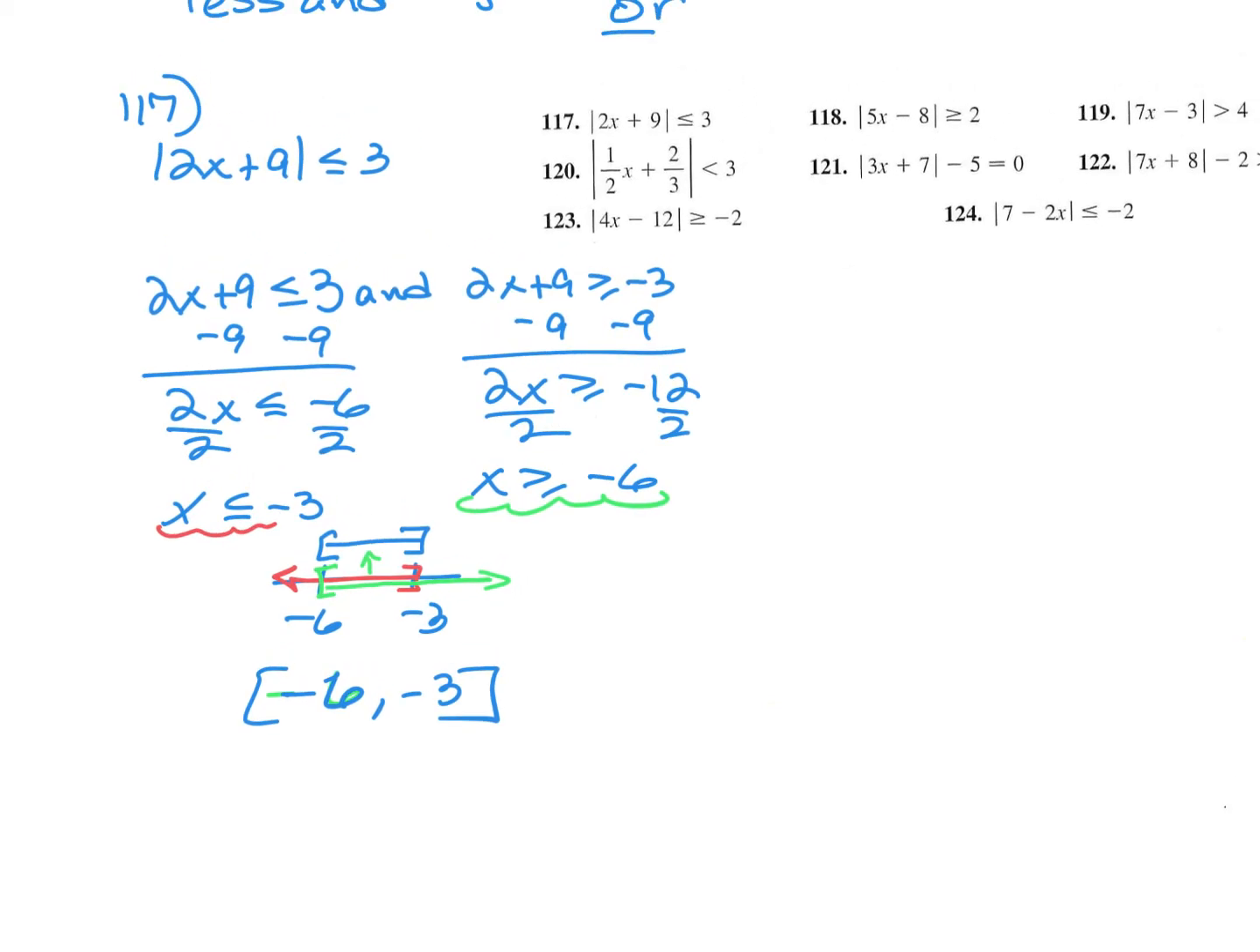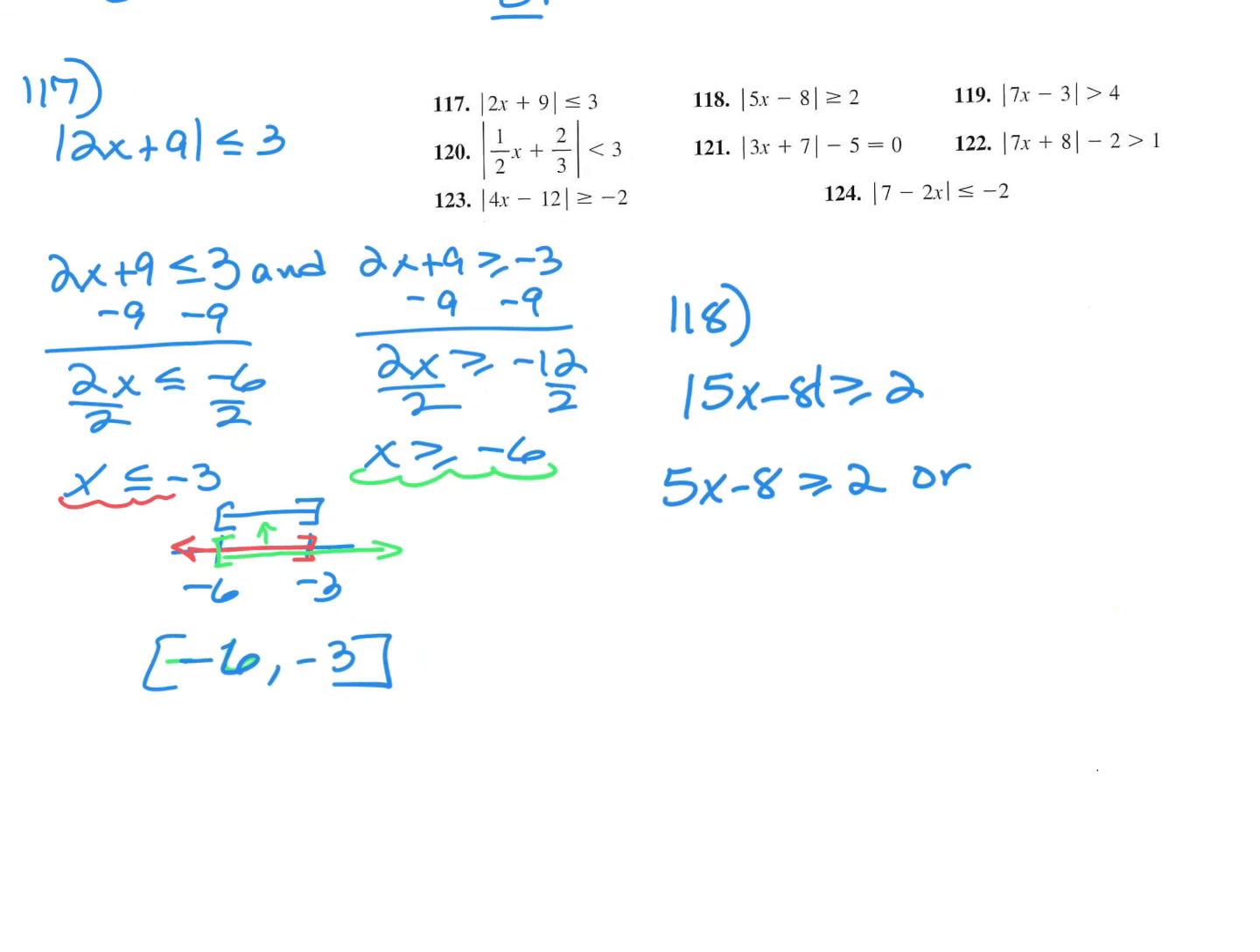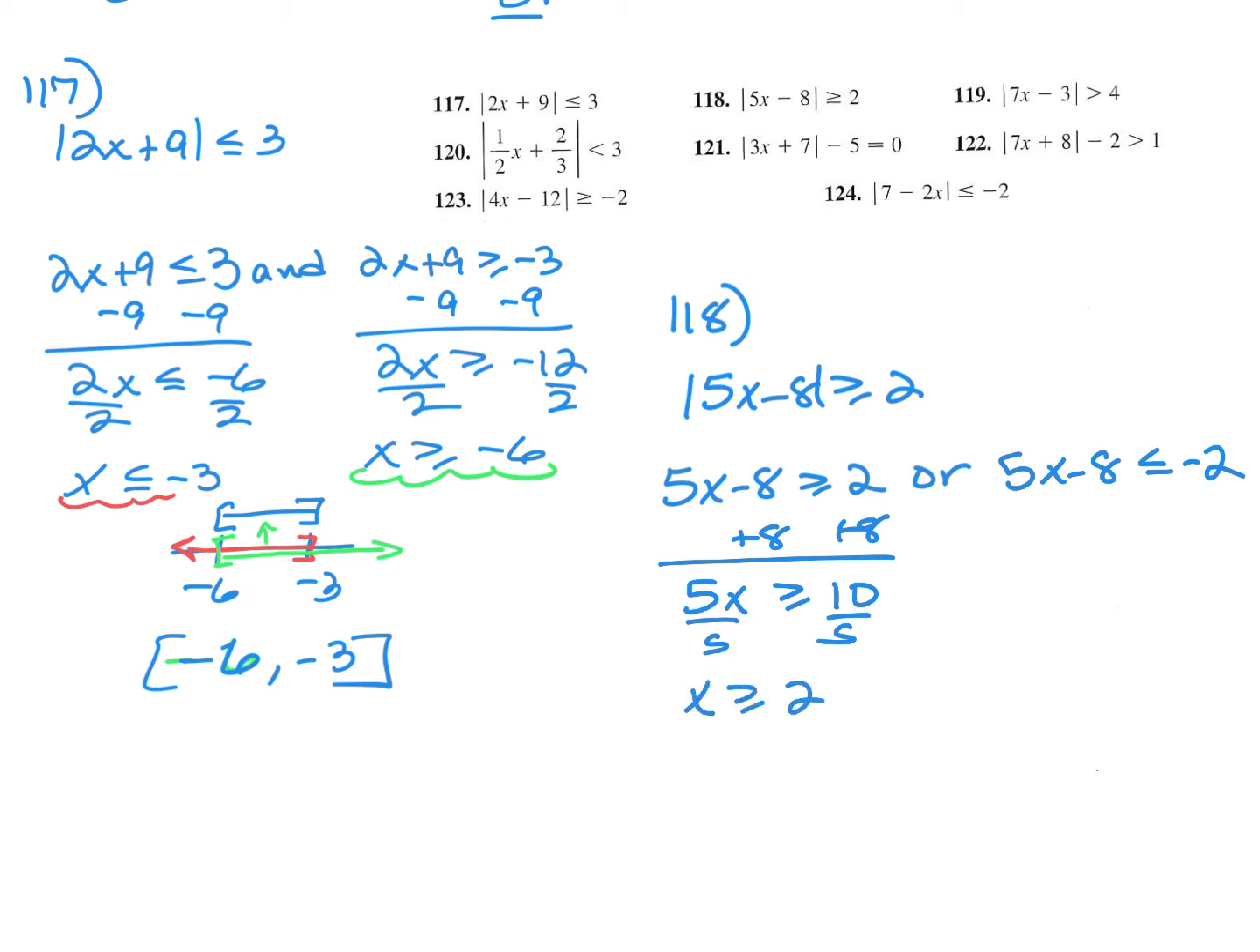118, same thing here. 5x minus 8 greater than or equal to 2, or less than or equal to negative 2. And again, make the two problems. 5x minus 8 greater than or equal to 2. So this is an or, because it's a greater. Flip the symbol, make it negative. Add the 8. 5x is greater than or equal to 10. Divide by 5. And x is greater than or equal to 2.